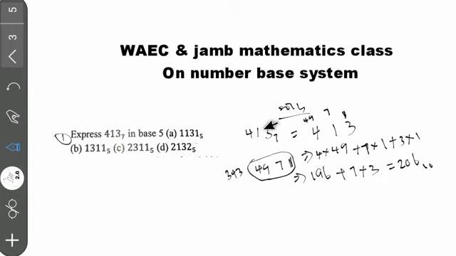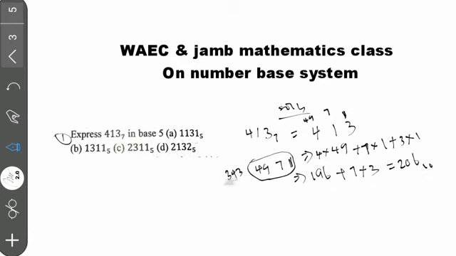So it means that we have converted this number in base 7 to base 10. This 413 in base 7 is equal to 206 in base 10. Now the next step is to convert from base 10 to the base you are working after, that is base 5. When you're converting from base 10 to other bases, we use the division method.